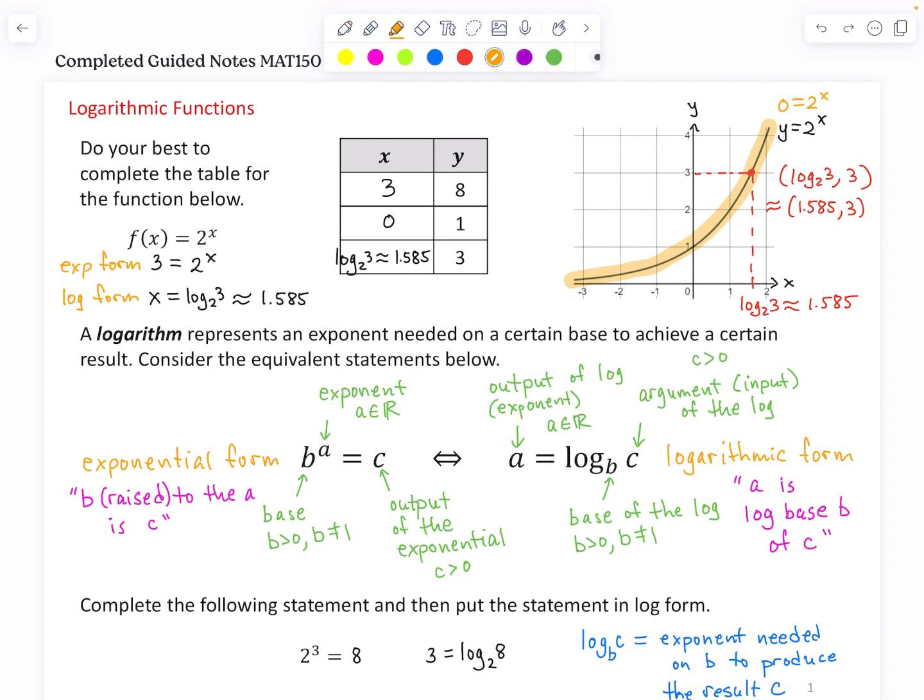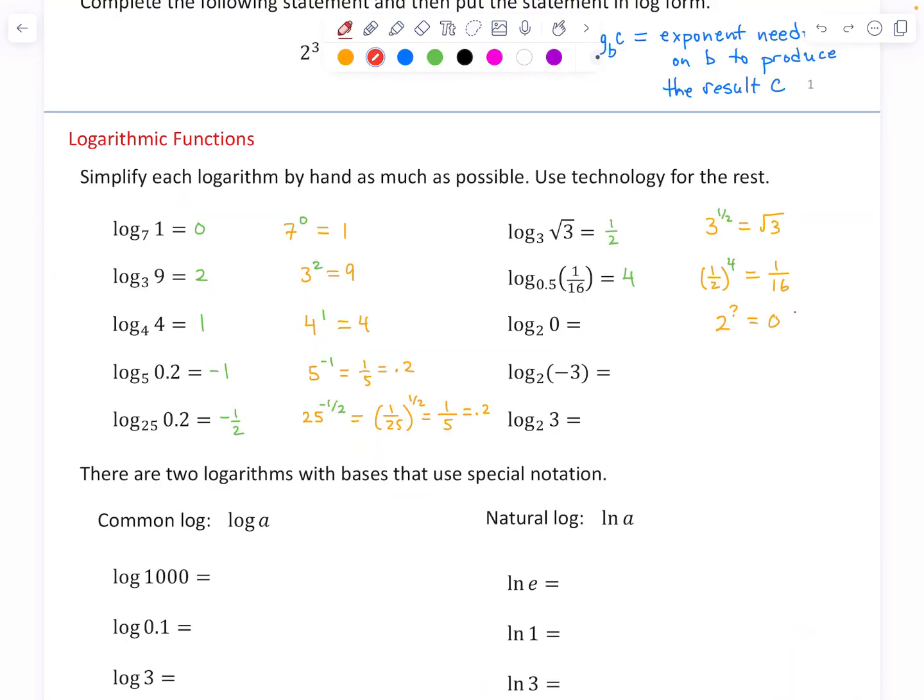This is what we meant when I said C, the output of an exponential, must be strictly positive. Thus, this situation is not possible, and we would say D and E for the result of this logarithm. The next one, 2 raised to what power will equal negative 3. Well, this one is also not possible because the output of an exponential statement must be positive. It cannot be 0 or negative. So again, this logarithm does not exist.